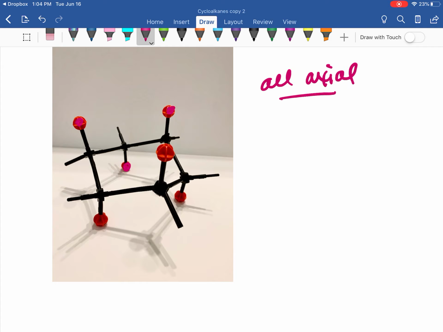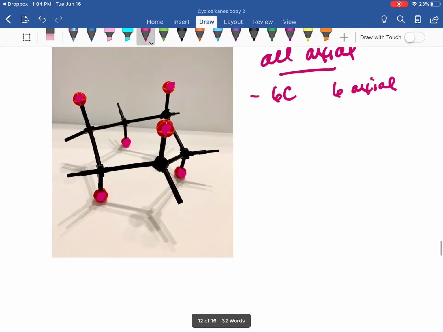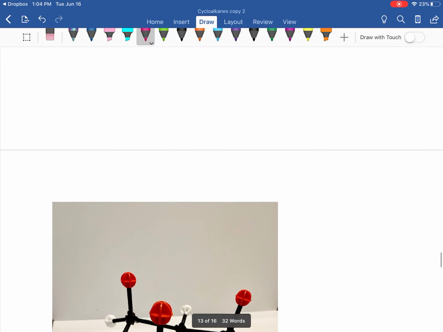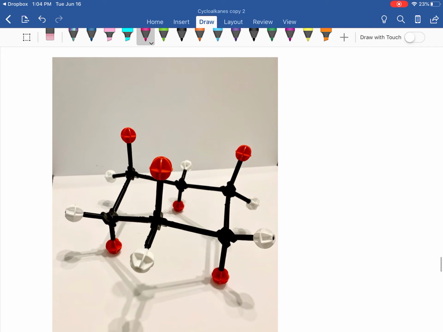We've got 1, 2, 3, 4, 5, 6. You've got 6 carbons. You're going to have 6 axial. Now let's fill in the other ones. Okay, I like to do these second because they're the weird angle. All right, so go ahead and put another set of balls on there.